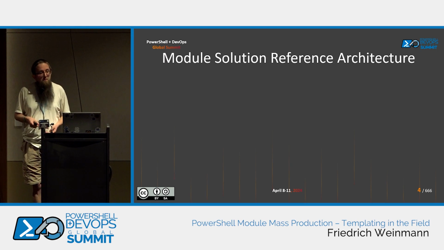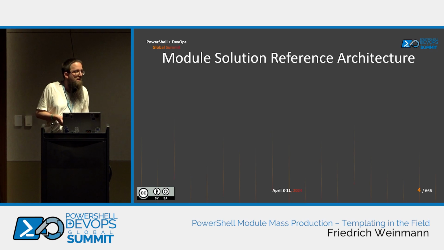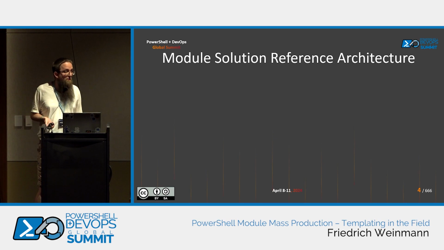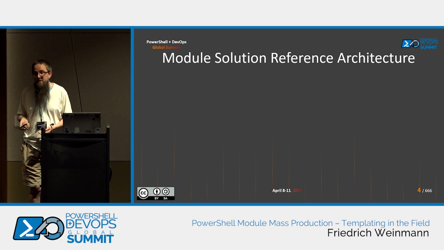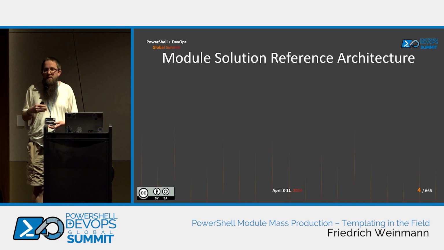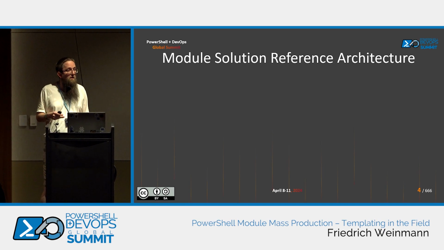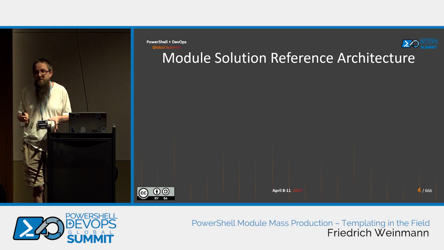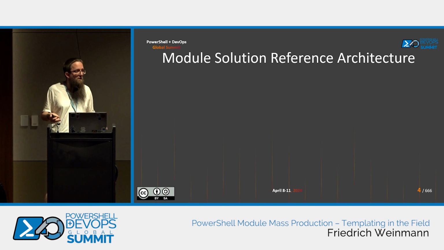Yeah, module solution reference architecture. I'm building lots and lots of modules. Large solutions for customers, some of which I can share with the community, some of which I can't. So I kind of developed a model. How the hell should a solution look like? Where do I place what command? How do I not lose sight of a PowerShell project that reaches tens of thousands of lines of code, not necessarily all of them PowerShell?